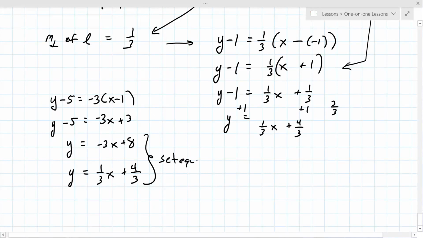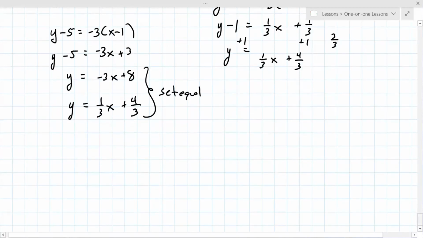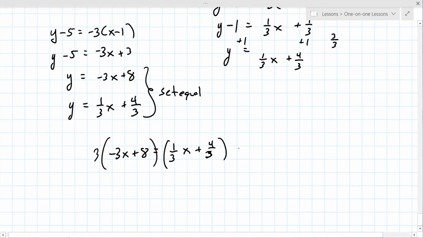So that's -3x plus 8 equals 1/3 x plus 4/3. And I'm going to multiply both sides by 3 to get rid of the denominator. On the left, that's negative 9x plus 24, you're just distributing in, equals x plus 4.